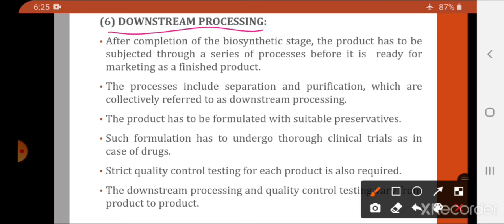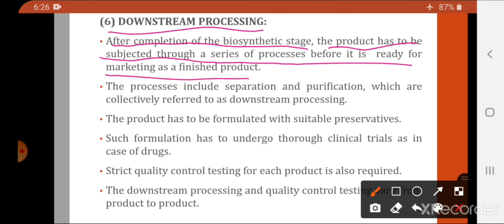So what is downstream processing? आफ्टर कंप्लीशन ऑफ बायोसिंथेटिक स्टेज, यानी कि प्रोटीन बन गया, उसके बाद के स्टेप्स. The product has to be subjected to series of processes before it is ready for marketing as a finished product. So, marketing यानी कि ये प्रोडक्ट को बेचने से पहले ये प्रोडक्ट को डिफरेंट स्टेजेस से प्रोसेसेस से पास करना ज़रूरी है. What are those processes? The processes include separation and purification, which are collectively referred to as downstream processing.